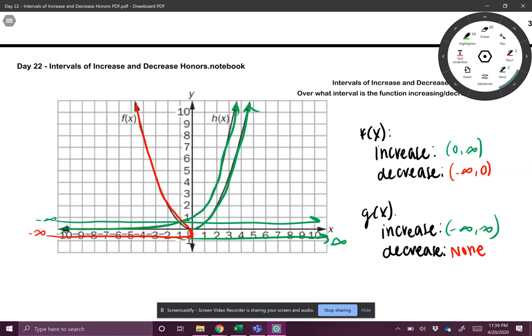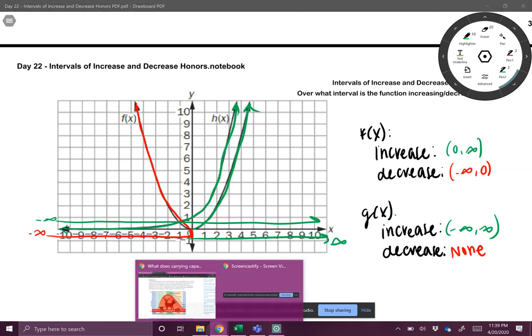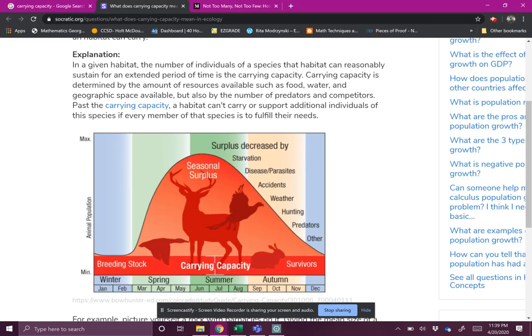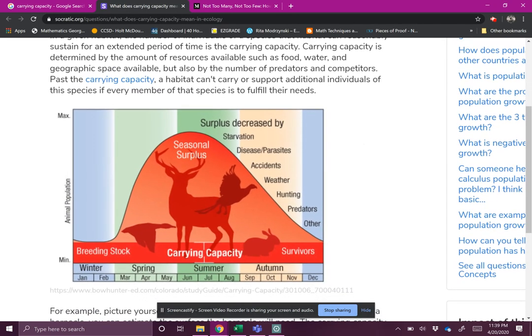So let's take a look at this in a real world context. I just found two graphs I wanted to show you just to give you an idea of why something like this would be important. And they both have to do with carrying capacity and environmental science.